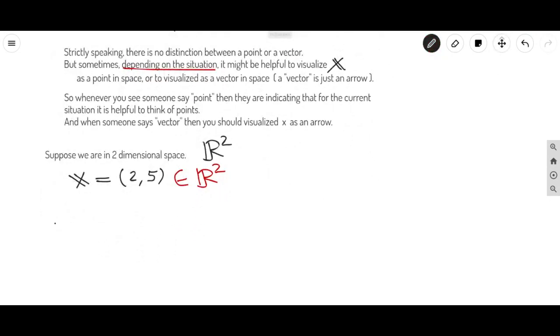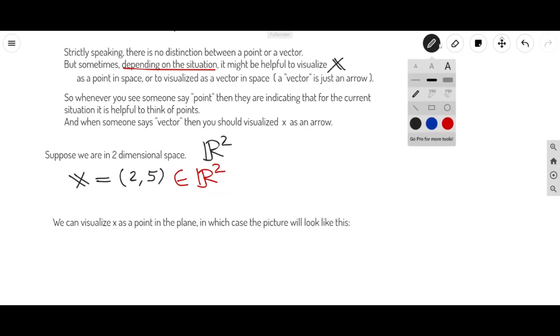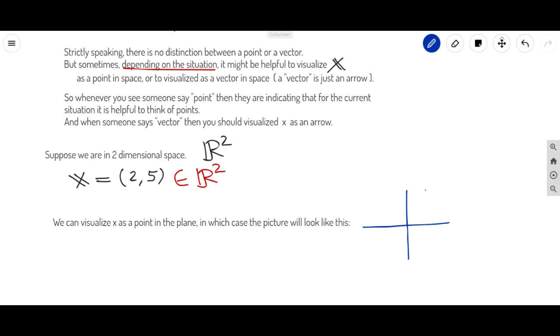If we want to think of X, we can visualize X as a point in the plane, in which case the picture will look as follows. You would just draw your axes, and then you would go 2 units across, 5 units up, and that would represent your X. So you can think of X like that, if you want to visualize it as a point in the plane.